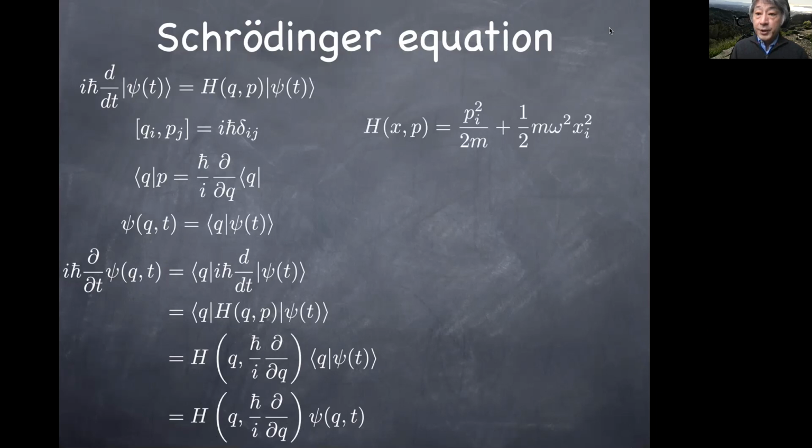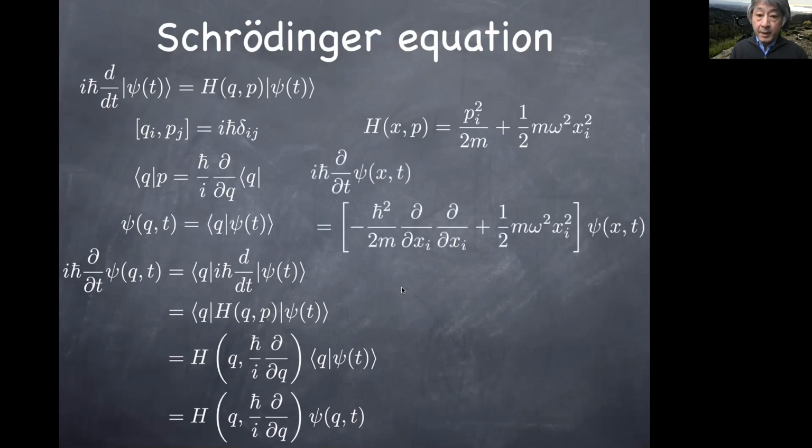And once again, by specializing this to the example of the harmonic oscillator, we derive this Hamiltonian operator on the previous slide, which was written as p squared over 2m plus half m omega squared x squared. So at this stage, x is an operator, p is also an operator. And now you define this Schrödinger wave function, which is a function of x and t. So in this expression, x is no longer an operator. It's an eigenvalue of the x operator. So it's a number x.